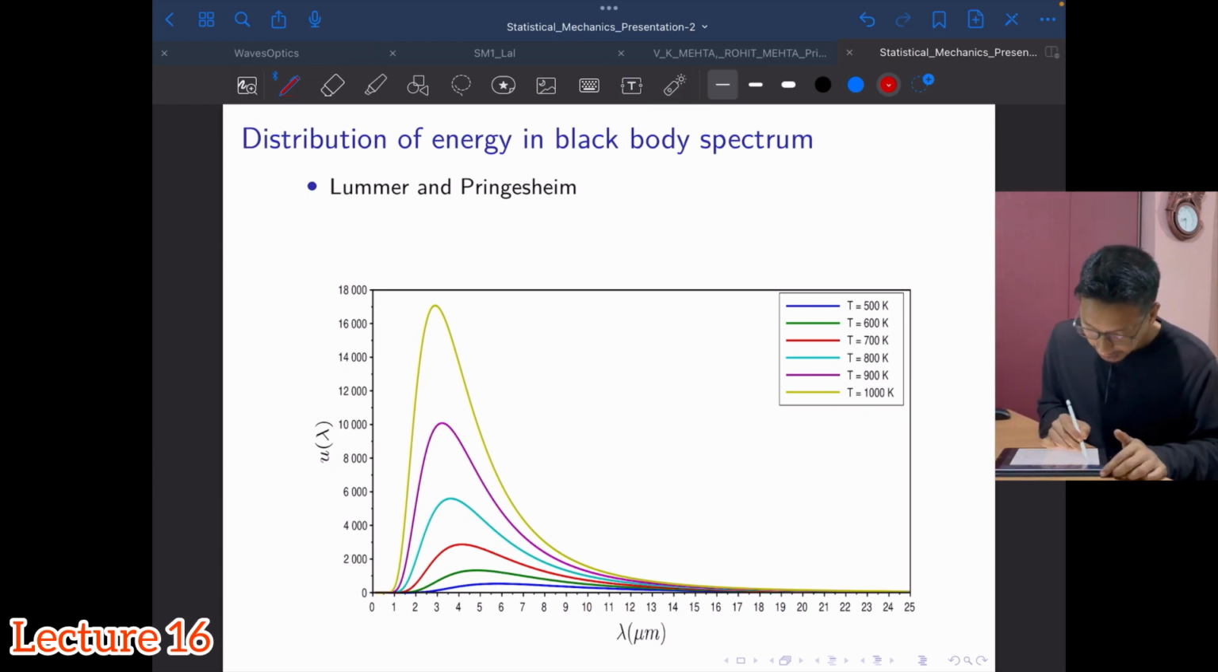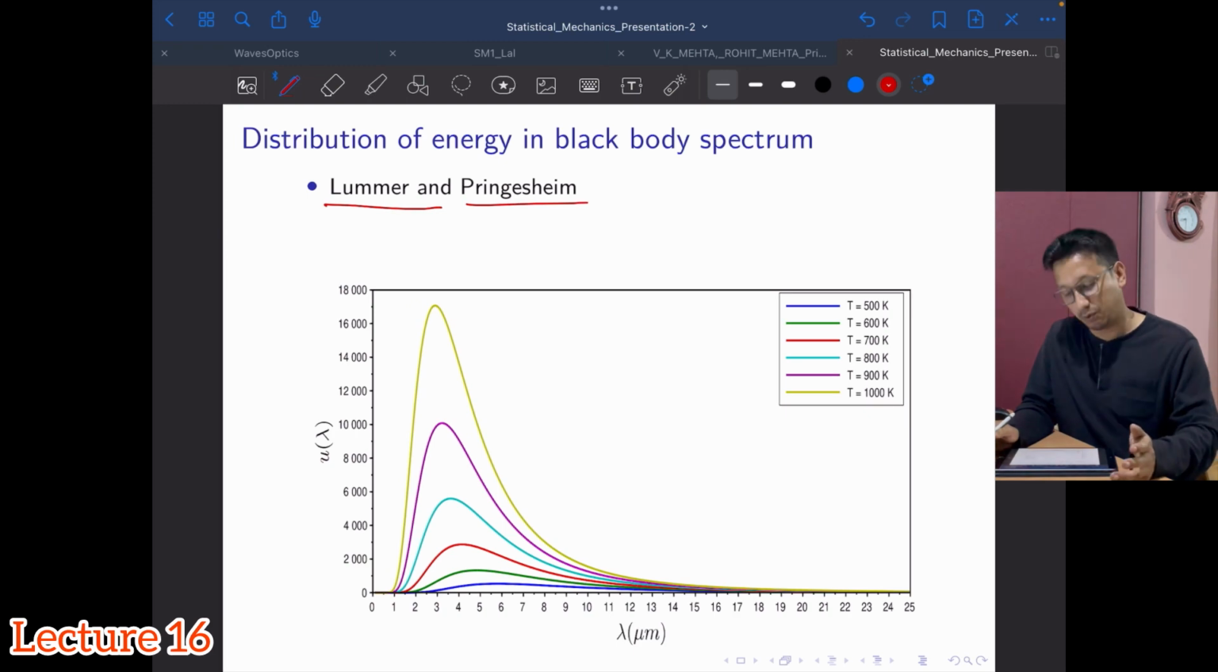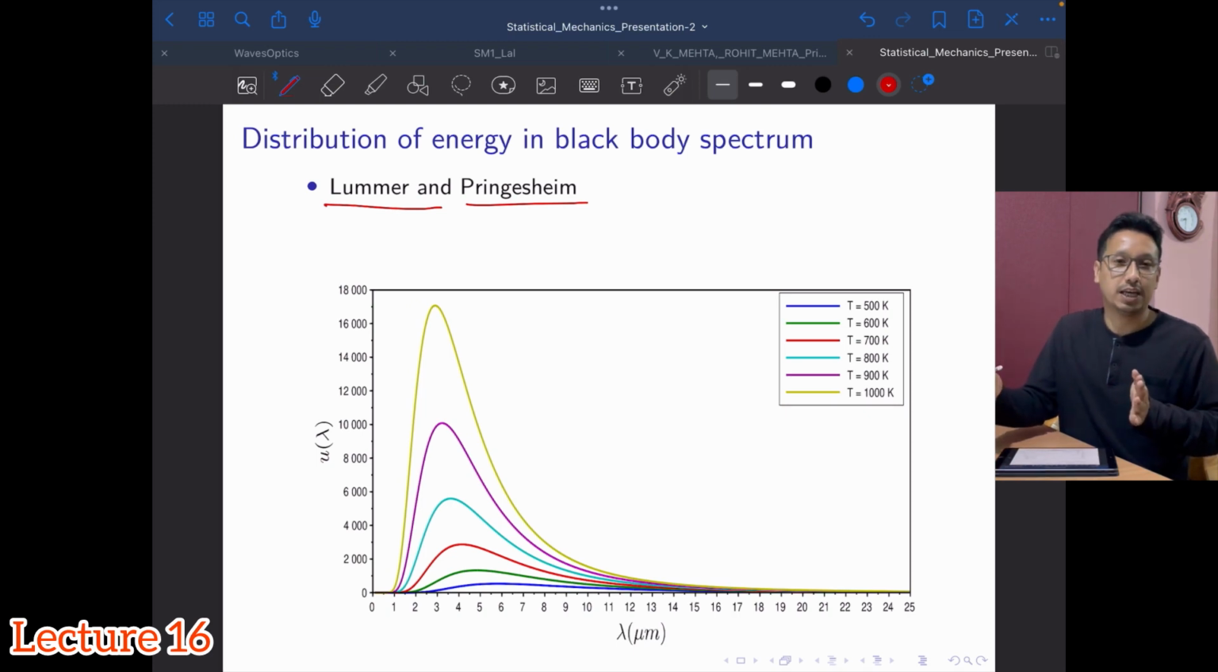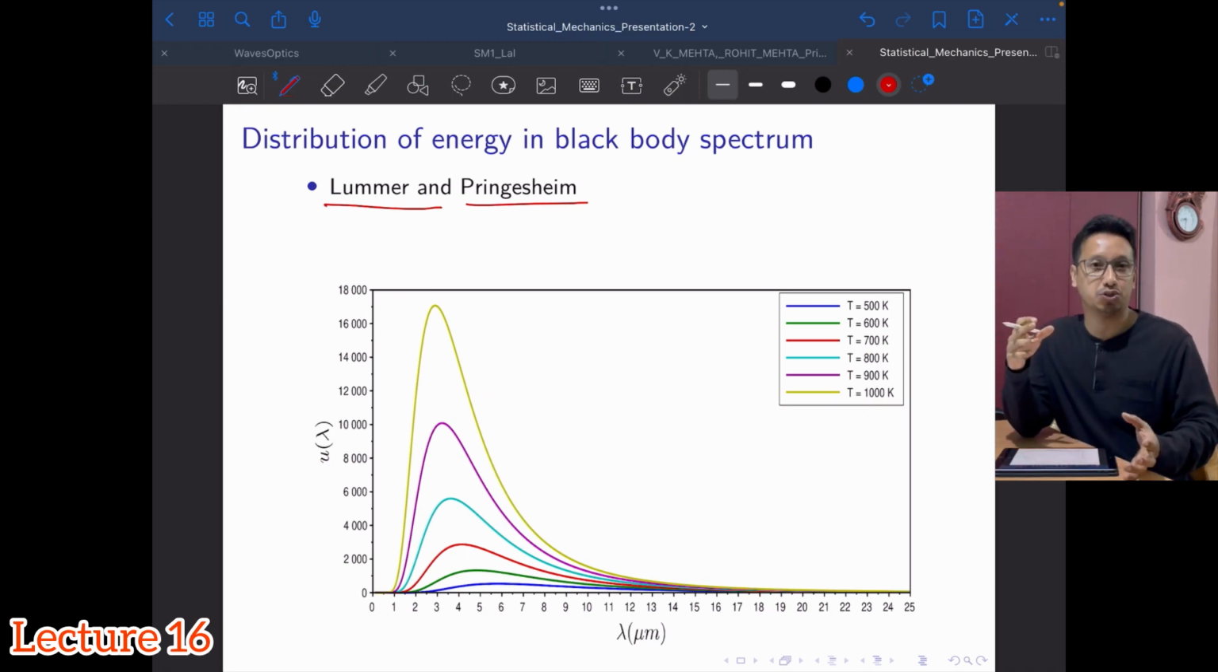All right, now we shall move to talk about the distribution of energy in the black body spectrum. Lummer and Pringsheim were the first people who investigated the black body spectrum and its dependence on temperature. Stefan had studied how much energy is radiated with varying temperature. Here, what is happening in the spectrum, like how energy is distributed over various wavelengths, and how this variation in energy distribution depends on temperature, right?